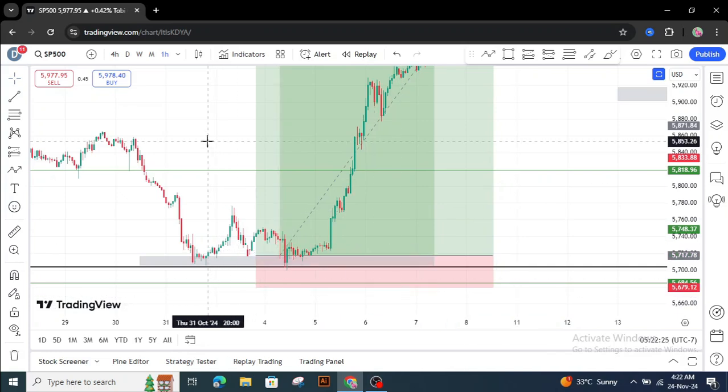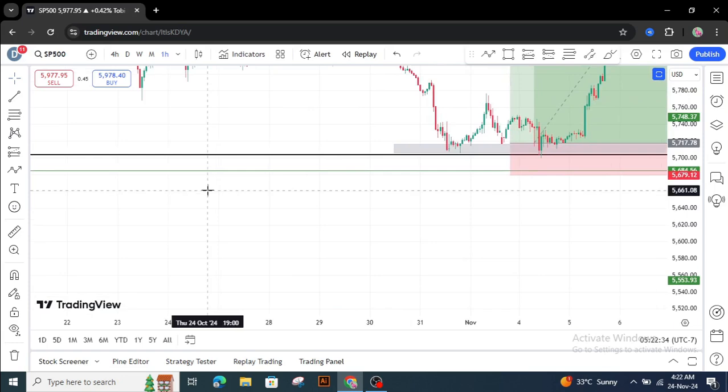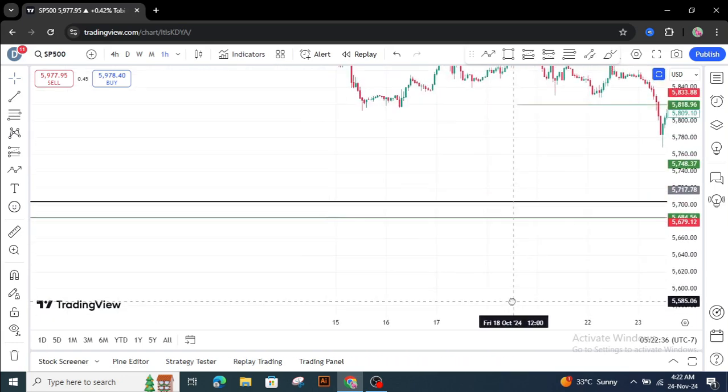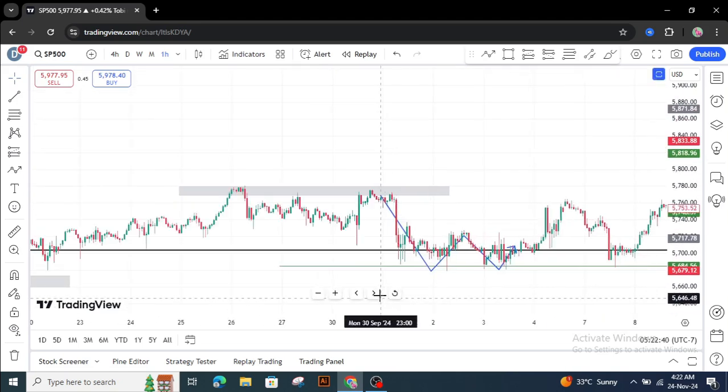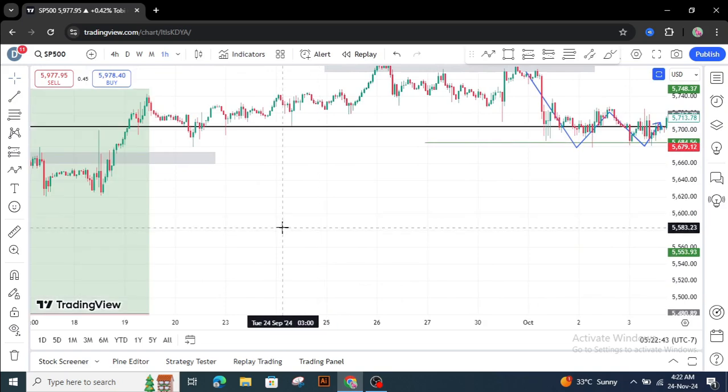So my fourth rule is maximize your profit. Always hold your profit and trail it with your stop loss. Okay, if you look at other trades that I've taken in the past too, you see they are gigantic trades. They are not your regular setup, regular trade that you see.